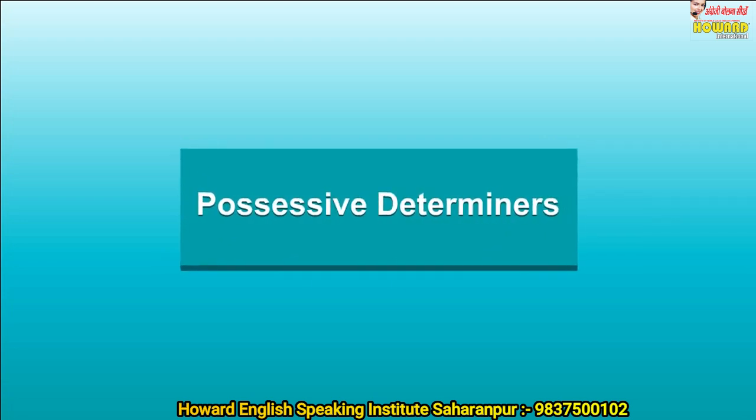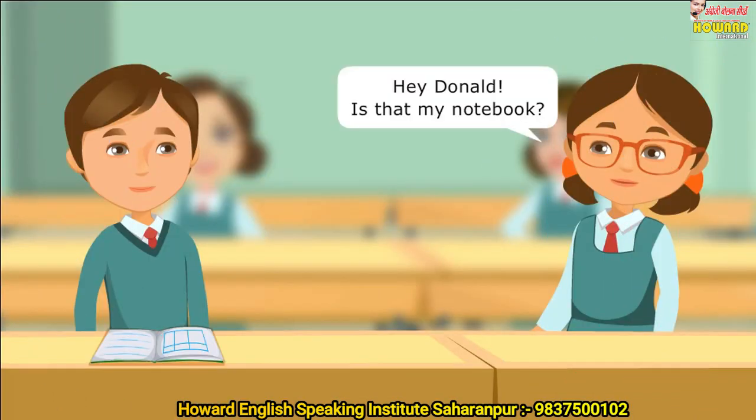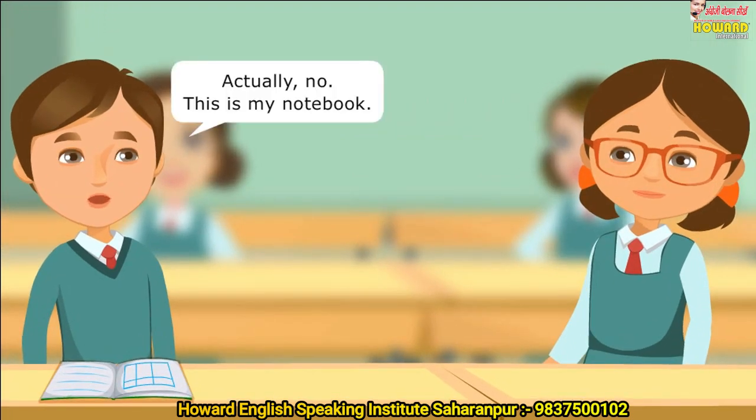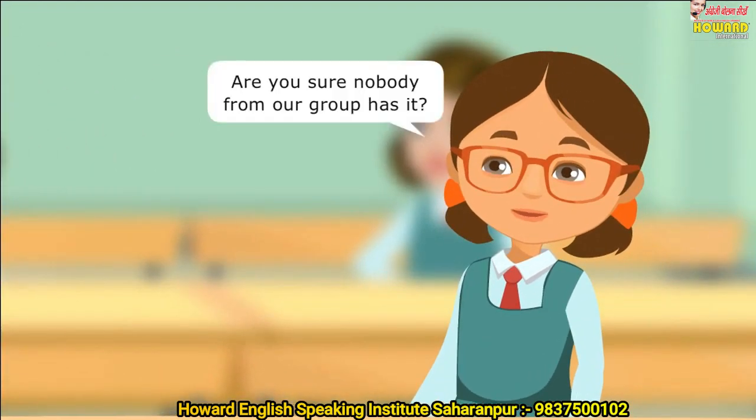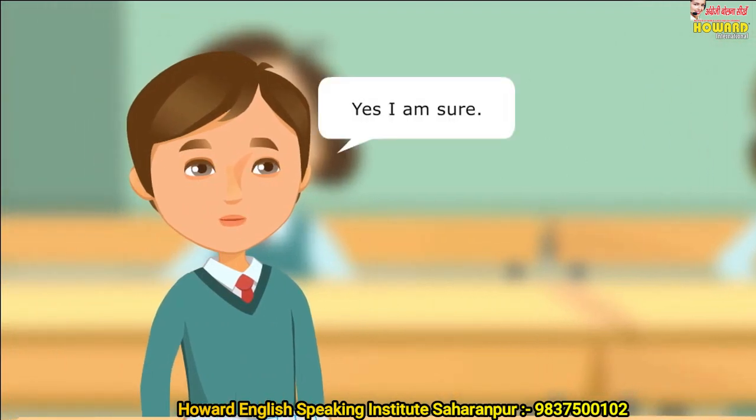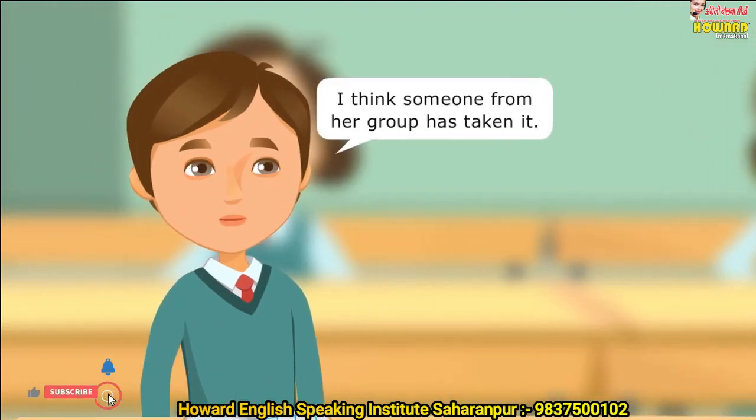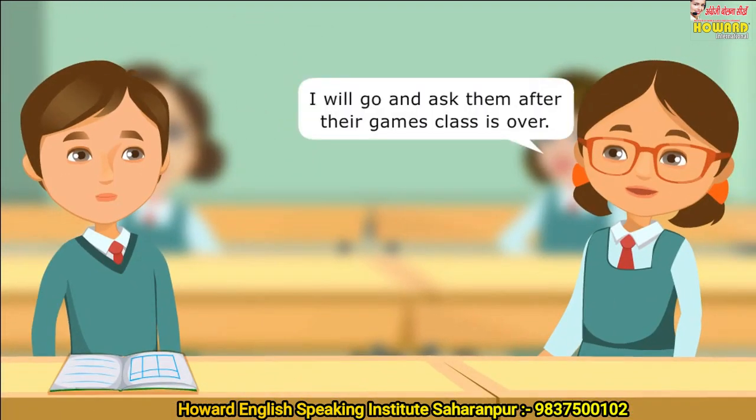Possessive determiners. Hey Donald, is that my notebook? Actually, no. This is my notebook. Your notebook is with someone in Gauri's group. Are you sure nobody from our group has it? Yes, I'm sure. I think someone from her group has taken it. I will go and ask them after their games class is over.